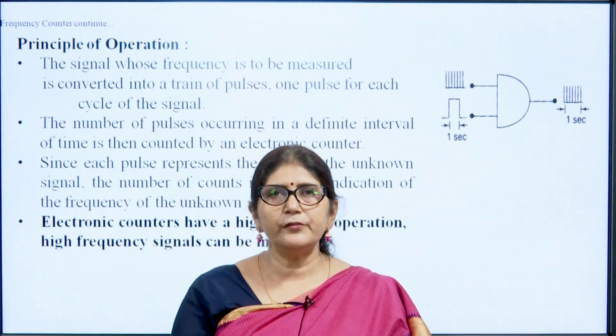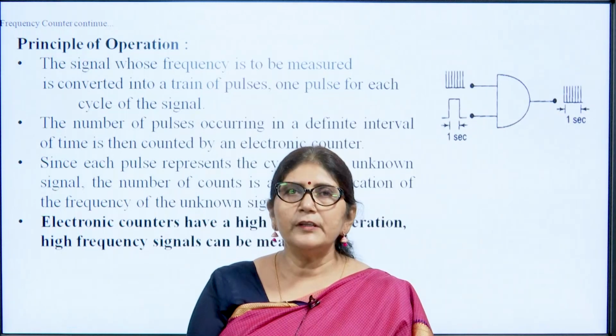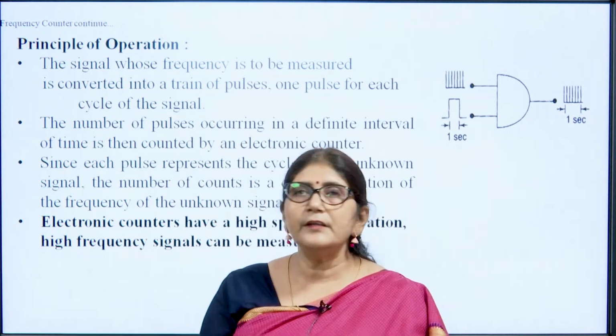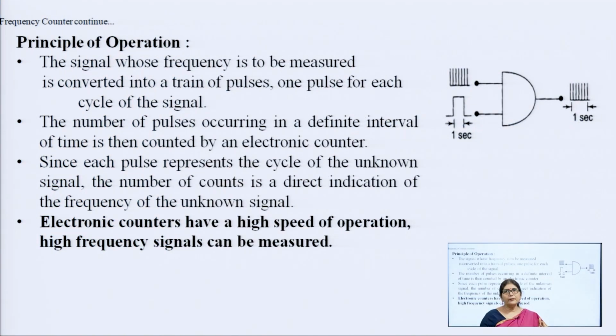The basic operation of the frequency counter is based on the AND gate. We can understand the function of a digital counter by using an AND gate. We note that the AND gate has a property that only when both inputs are 1 will it produce 1. If any one input of the AND gate is low, then it will produce a low output.